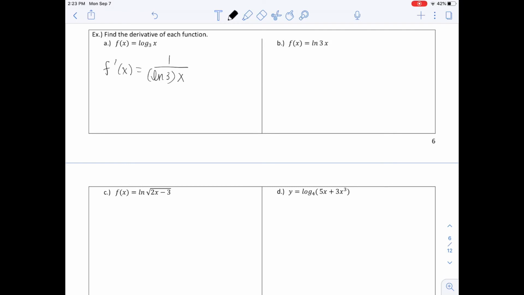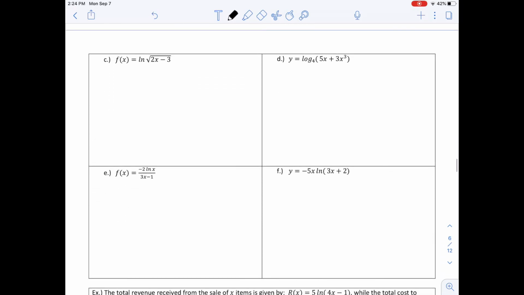Part B says find the derivative of f of x equals ln of 3x, and if it makes you feel more comfortable, you can put parentheses around the 3x. And we have ln of 3x, and for this we have f prime of x is equal to 1 over 3x times 3. Again, 1 over 3x is because we use 1 over what it is we're taking our logarithmic function of, times the derivative of 3x, which is 3. This is just going to simplify to 1 over x.